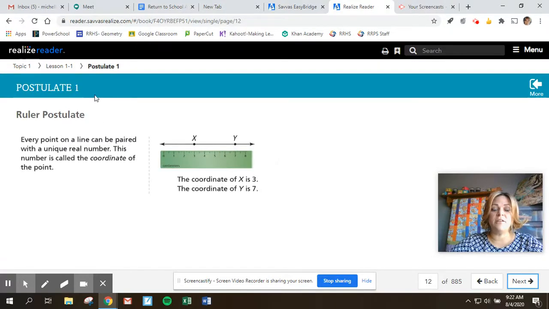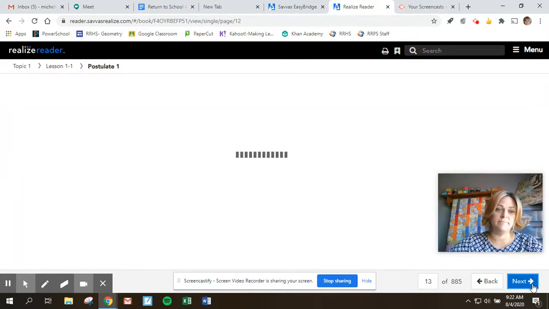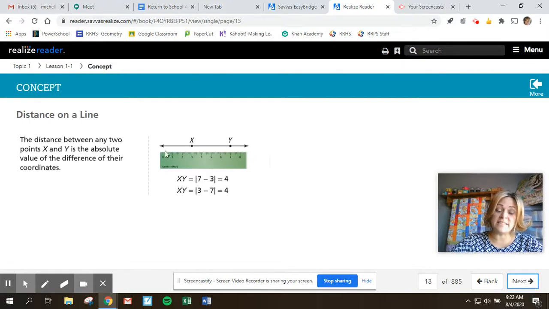Postulate 1. Not every lesson has postulates, but these are rules to help you understand the concepts that we're going over. Every point on a line can be paired with a unique real number. In this case, they use a ruler, hence the ruler postulate. Coordinate X is at 3 and coordinate Y is at 7. So those are coordinates. And to find the distance, and again, we talked about absolute value, you take 7 minus 3, the absolute value is 4, or 3 minus 7, the absolute value of that is also 4. So be aware of that.